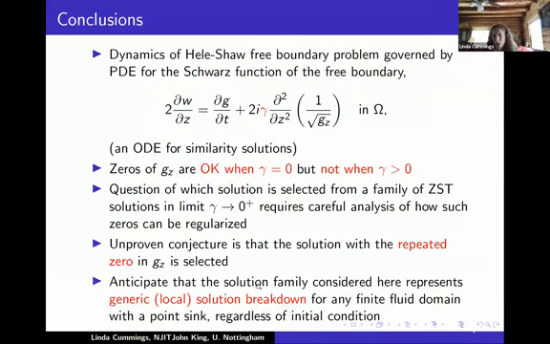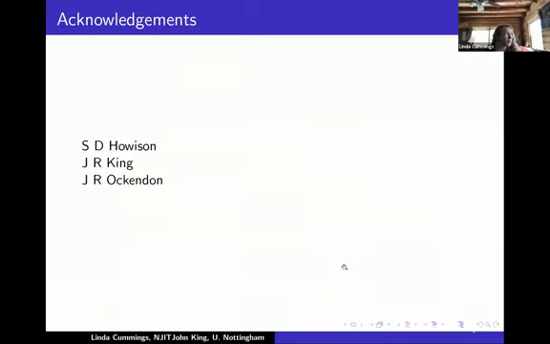And why is the solution family that we studied here of interest? Well, we anticipate that this solution family represents generic local solution breakdown, not only for the initially circular domain that the numerical people looked at, but basically for any finite fluid domain that's driven by a single point sink. Locally, the free boundary has to break down somehow, and we believe that this breakdown by wedge entering the sink locally is going to be generic, regardless of what initial condition you start from.